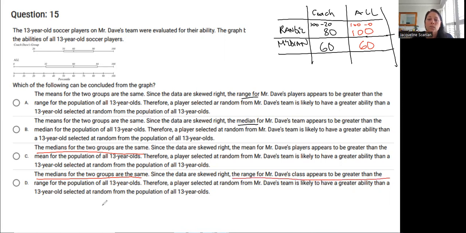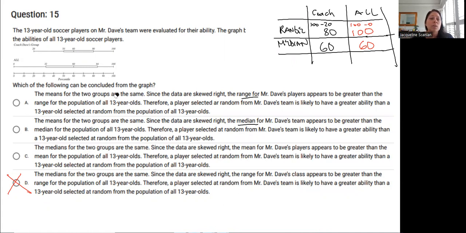It says the range of Coach Dave's class is greater than the range for everyone. Coach Dave's range is 80. Everyone's range is 100. Coach Dave's is not greater than that. 80 is not greater than 100, so it cannot be D, right? At least I was able to eliminate one based off of that. Okay, the other one, choice C, talks about the mean. So I'm going to skip it because I don't know the mean. So I'm going to go up to choice A and B and see if I can eliminate them.